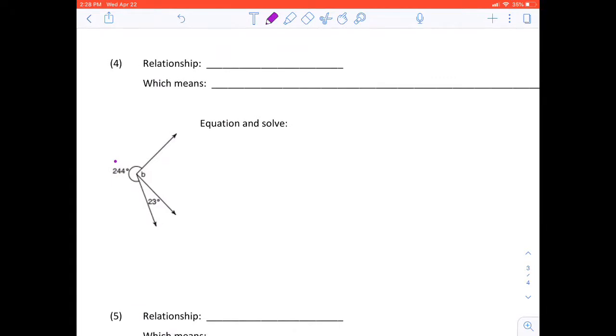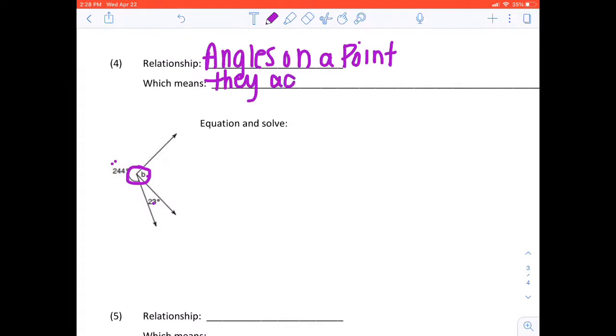Number 4. This time we have three angles here. We have B, 23, and 244. Notice that they go all the way around that circle. So we call these angles on a point, which means they add up to 360 degrees. A full circle is 360 degrees.